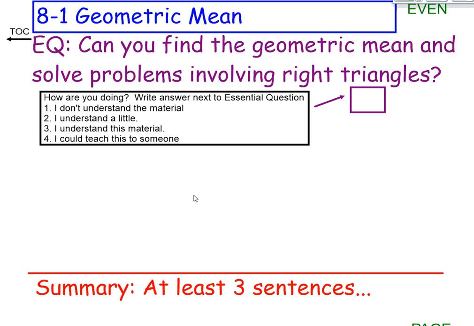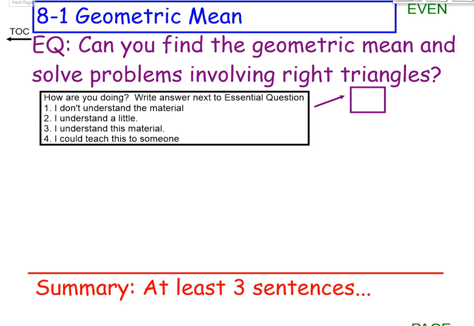This section is 8-1 on the geometric mean, and the essential question today is: can you find the geometric mean and solve problems involving right triangles? If needed, you can pause this so that students can write down what they need to, and I will just move ahead. If you need to pause it or back it up a little bit, just do that as needed.